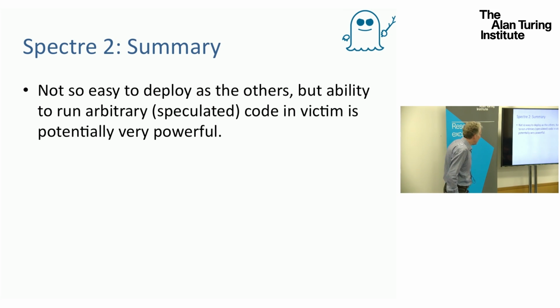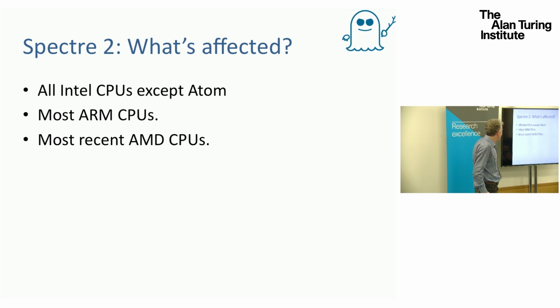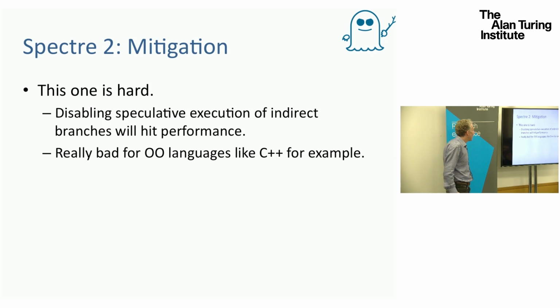So summary, this one's not that easy to deploy, but your ability to run arbitrary code in the victim's process is really powerful. Again, what's affected? Pretty much everything. Mitigating this one is not all that easy. What we need to do is somehow disable speculative execution of indirect branches, but given that happens a lot, that's going to hit performance. What's it going to hit worst?